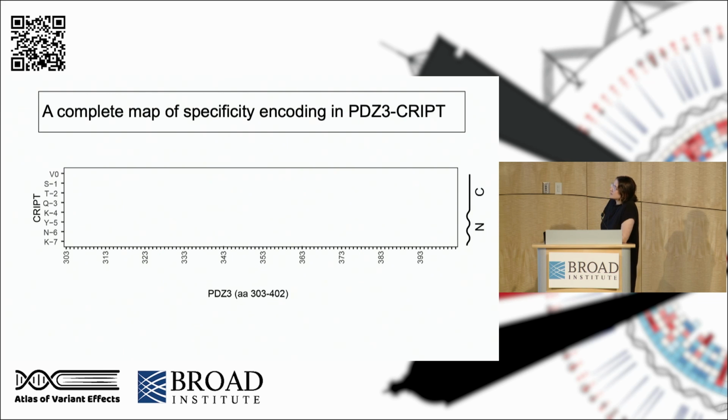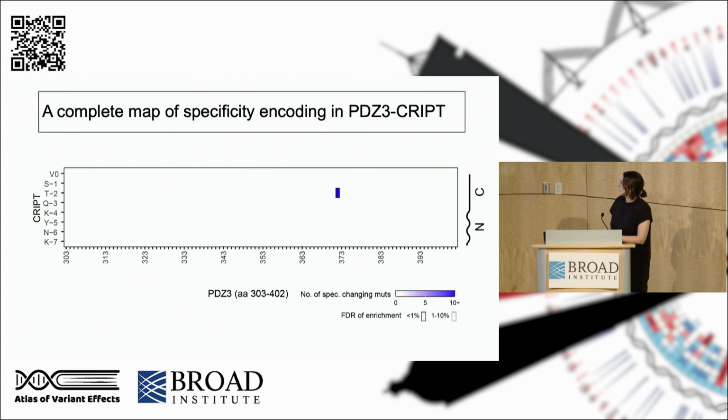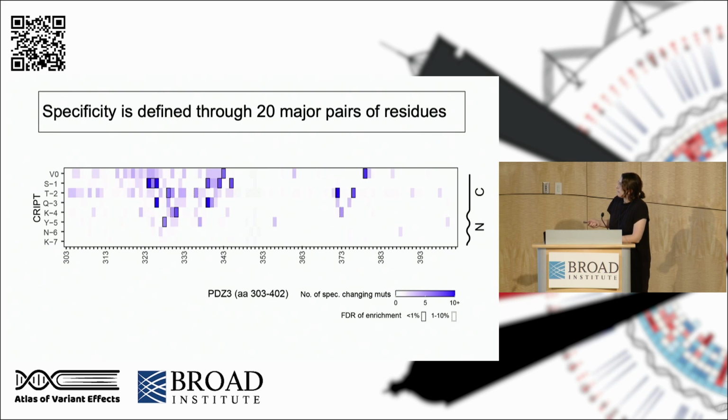And when we do this across all positions in PDZ, with all positions in crypt, we can look for enrichments of specificity changing mutations in each pair of sites. So here I'm just plotting the effect size, which is the number of specificity changing mutations. And we have some statistics about whether or not that's a significant enrichment. And what we see is that there are 20 major pairs of sites that are encoding specificity in this interaction.